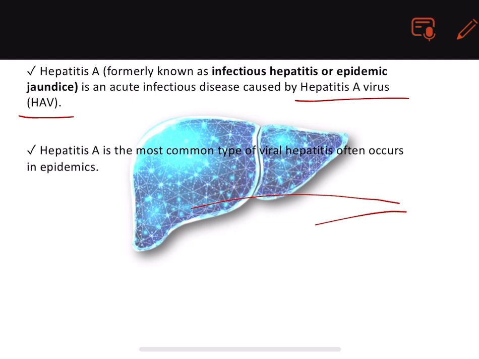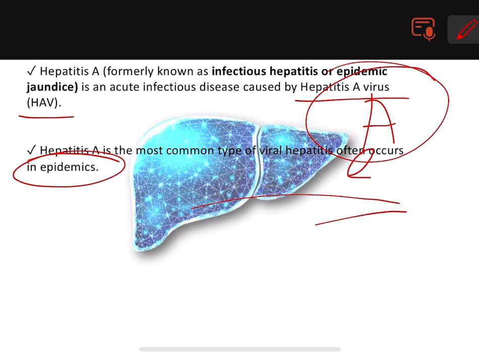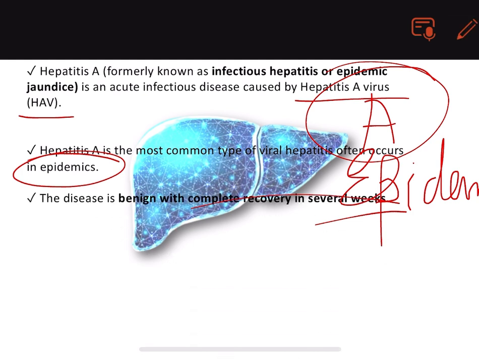Okay. Then hepatitis A is the most common type of viral hepatitis. Often it is seen in cases of epidemics. So hepatitis A has gained a lot of popularity in causing epidemics. Okay, it has an important role in causing epidemics.